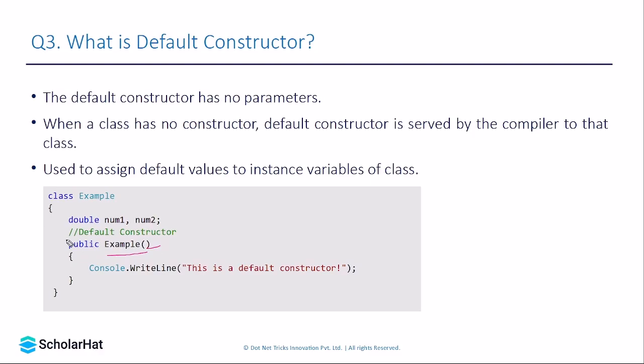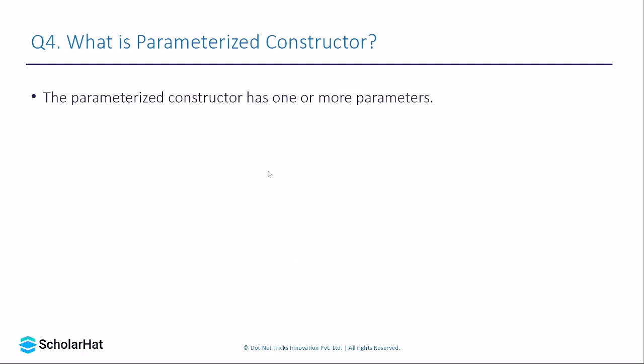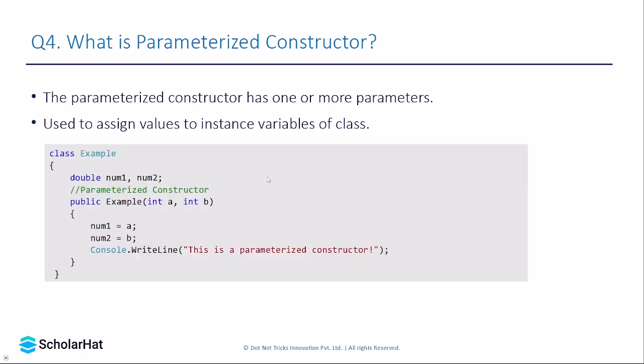Whenever we create an object of this example class, this default constructor will be invoked first, and it will display on the console "this is a default constructor." Now the next topic is parameterized constructor. So what is a parameterized constructor? A parameterized constructor has one or more parameters. It is used to assign values to the instance variables of that class.